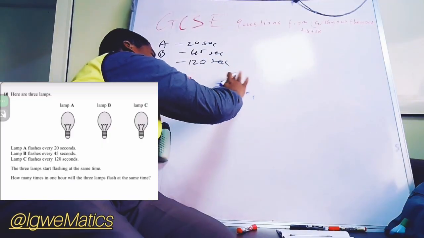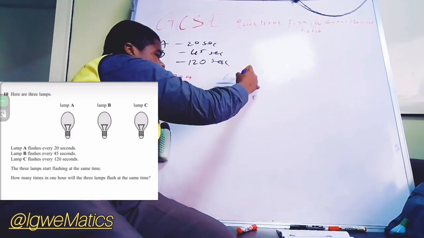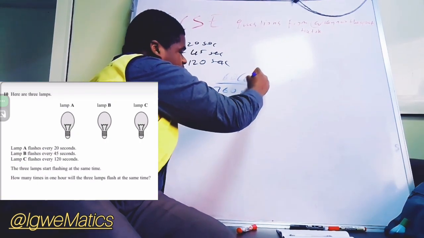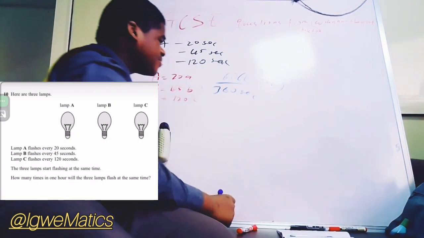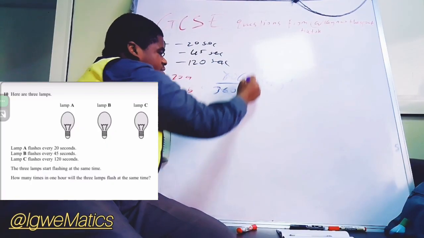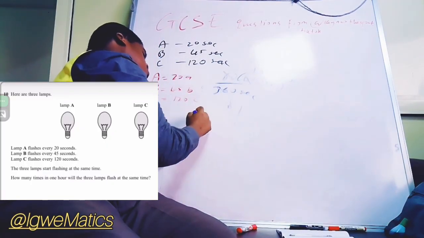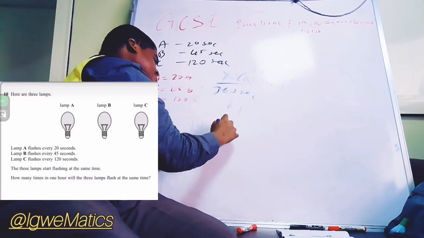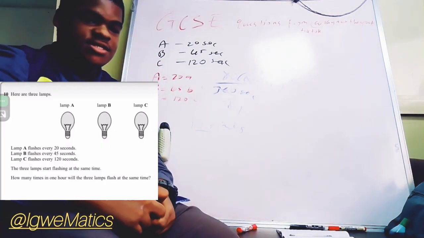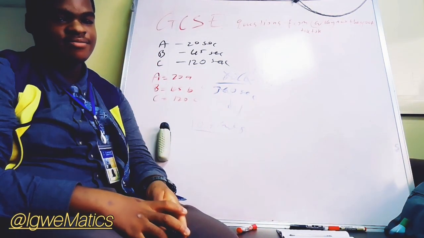1 hour is equal to 60 minutes, and 1 minute is equal to 60 seconds. So 60 times 60 is 3600 seconds, divided by 360, so you have 10 times. So in 1 hour, A, B, and C will flash together 10 times.